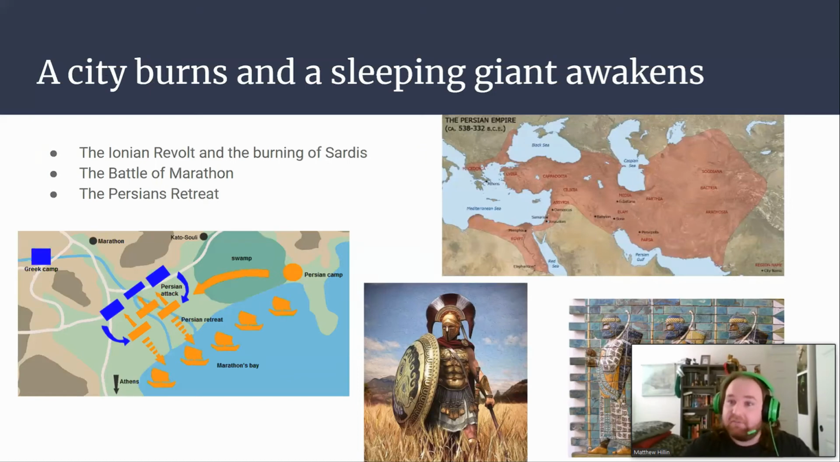They basically, after the battle was won, sent a runner back to Athens, which is 26.2 miles or whatever the exact distance is for a marathon. And the runner ran into Athens and yelled, "Nike, victory!" And supposedly he dropped dead after that, after he ran to the city, from exhaustion. But yeah, so that's the big thing.